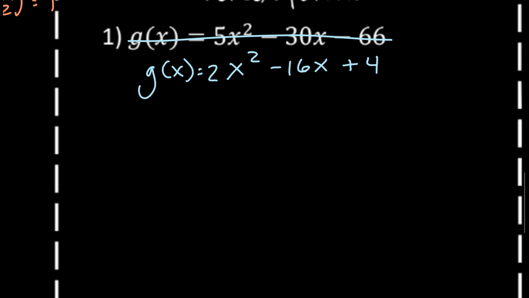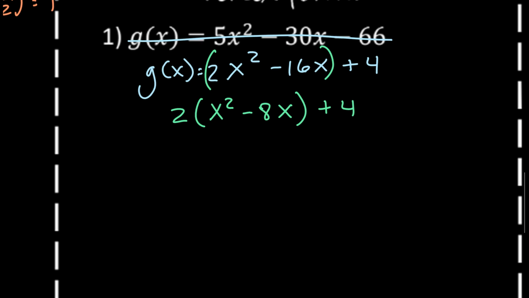No. All right. The first step when you have an a value is to take the a value out of the first 2 terms only. So, I'm going to take a 2 out of the first 2 terms. What is 2 divided by 2? 1. So we just have an x squared. And what's negative 16 divided by 2? Good. Bring down the 4.